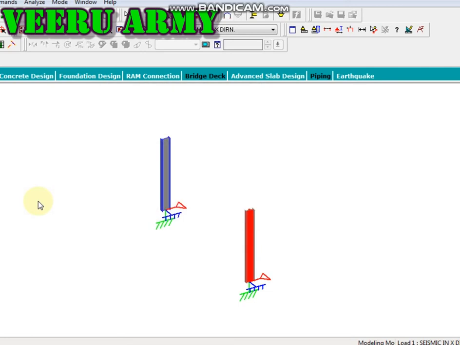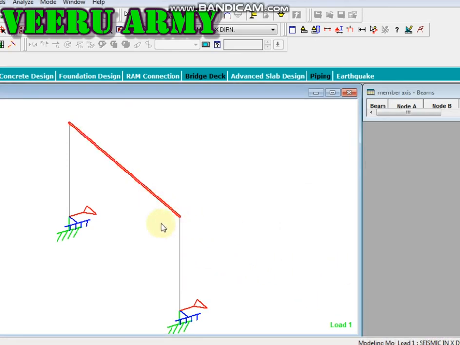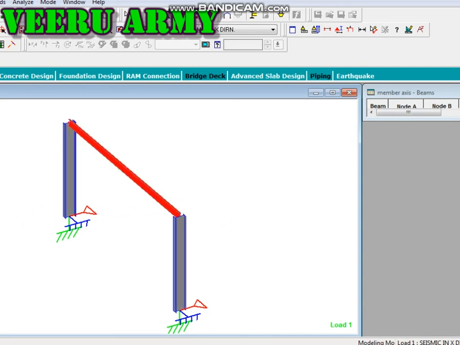I will show you the example. I am taking the bay spacing and one girt, and giving the property to the girt and the property to the gut. Now you can see this.